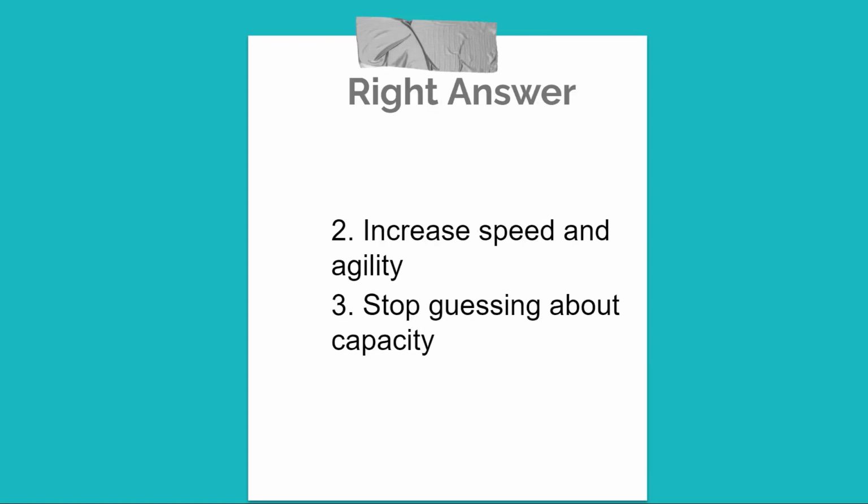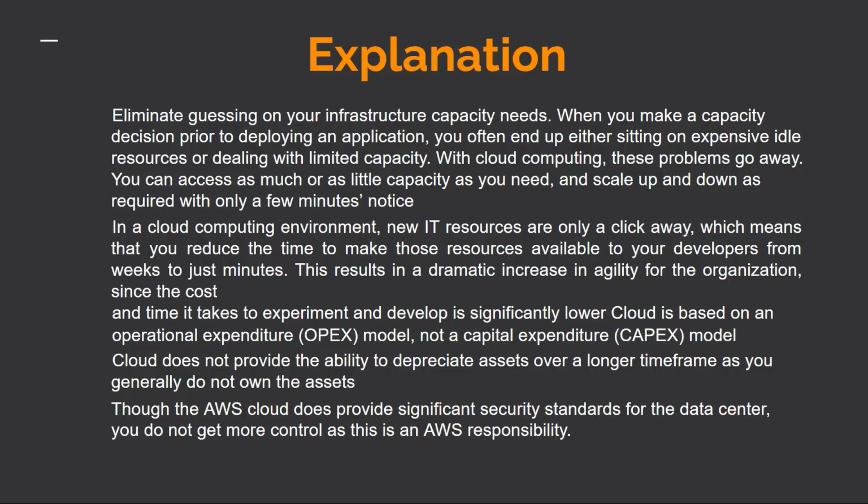Right answer is 2. Increase speed and agility. 3. Stop guessing about capacity. Explain: eliminate guessing on your infrastructure capacity needs. When you make a capacity decision prior to deploying an application, you often end up either sitting on expensive idle resources or dealing with limited capacity. With cloud computing, these problems go away. You can access as much or as little capacity as you need, and scale up and down as required with only a few minutes' notice.